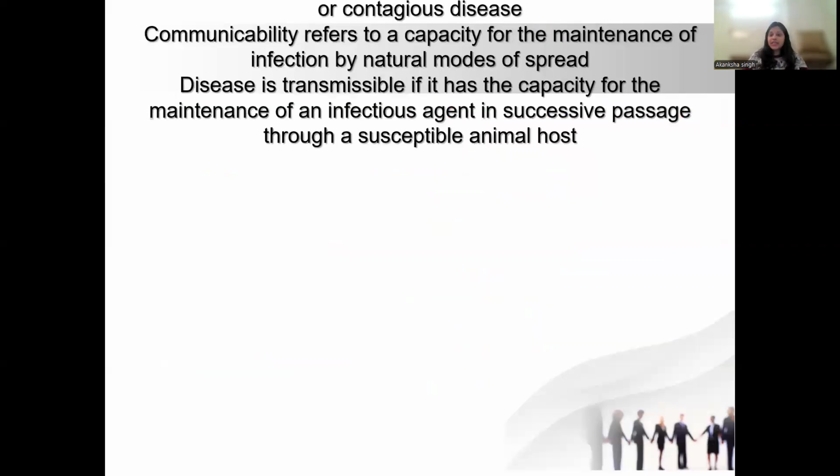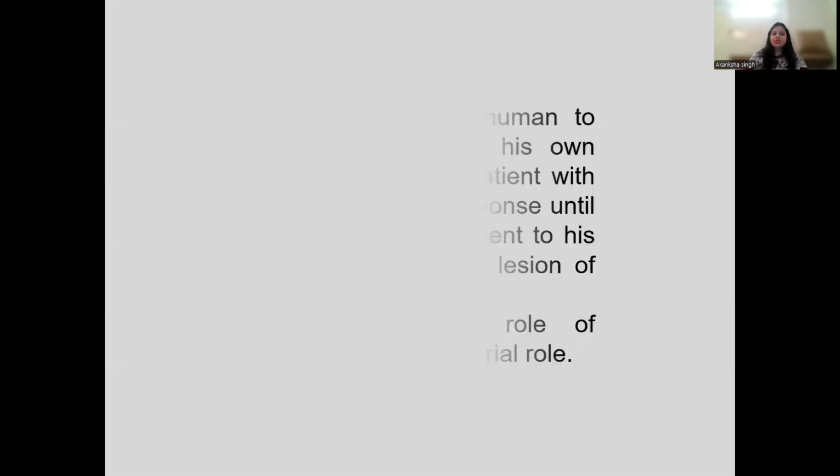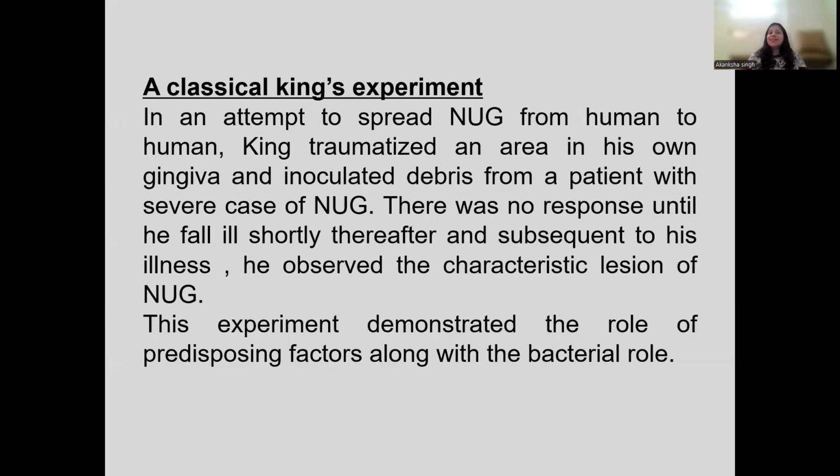If we talk about the contagiousness or the communicability, communicability basically refers to the capacity for the maintenance of infection by natural modes of spread. But this is a very non-contagious disease. A disease is transmissible if it has the capacity of maintenance of an infectious agent in successive passage through a susceptible animal host. So there is also a classical King's experiment. I think you should all read about that.